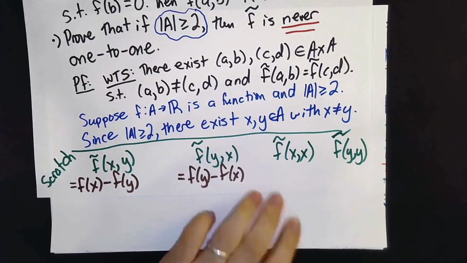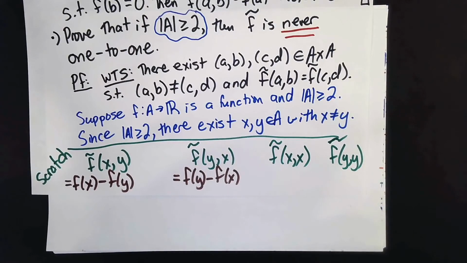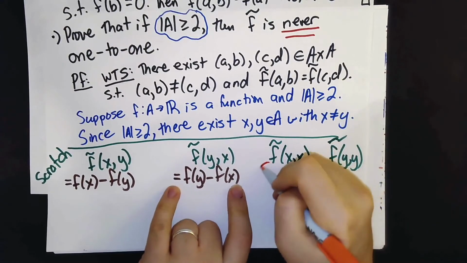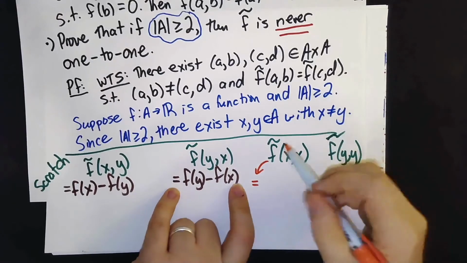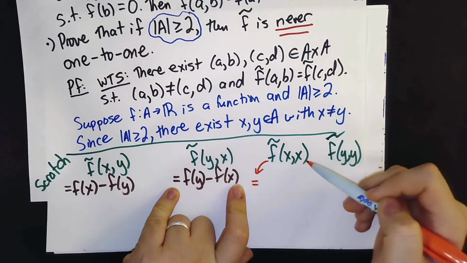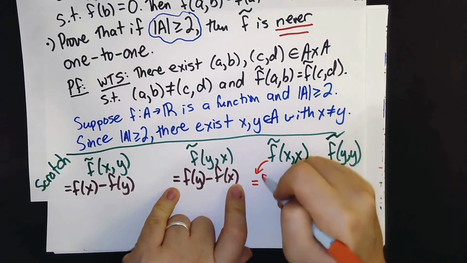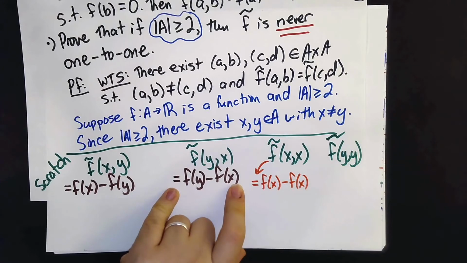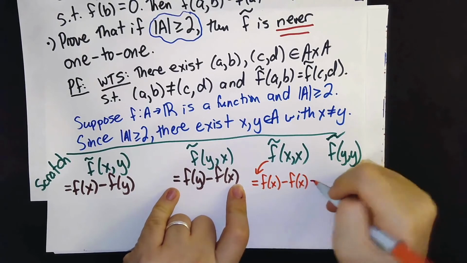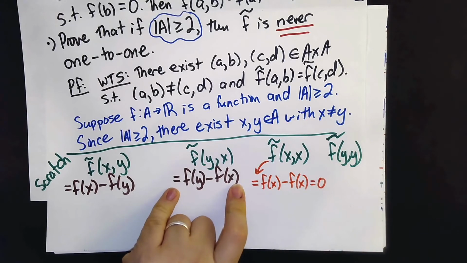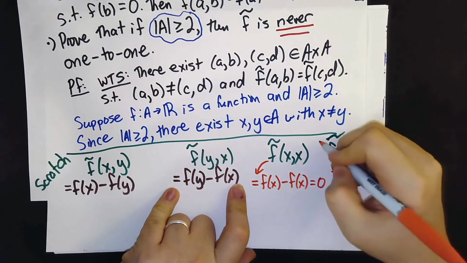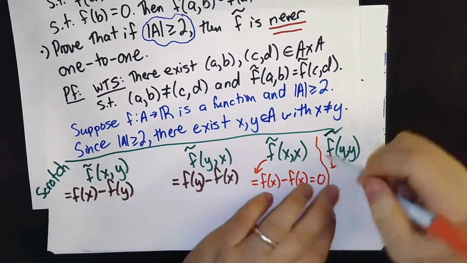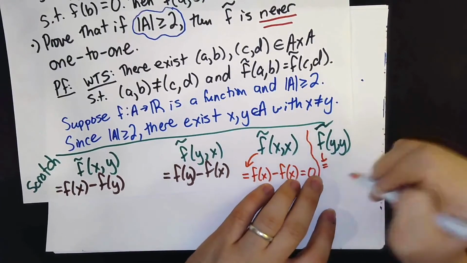We did not get anything. So let's hope that something falls out of this. If I take f with a squiggle on top of x comma x, that is by definition f of x minus f of x. Well, that I actually know what it is. That's 0. And now maybe the pieces of this click into place for you, because exactly the same thing happens for f of y comma y.